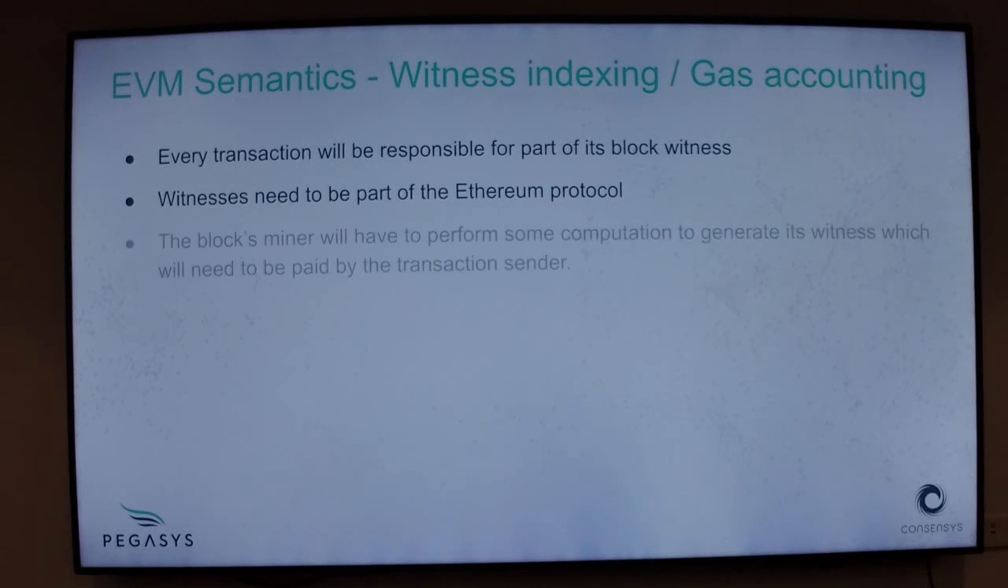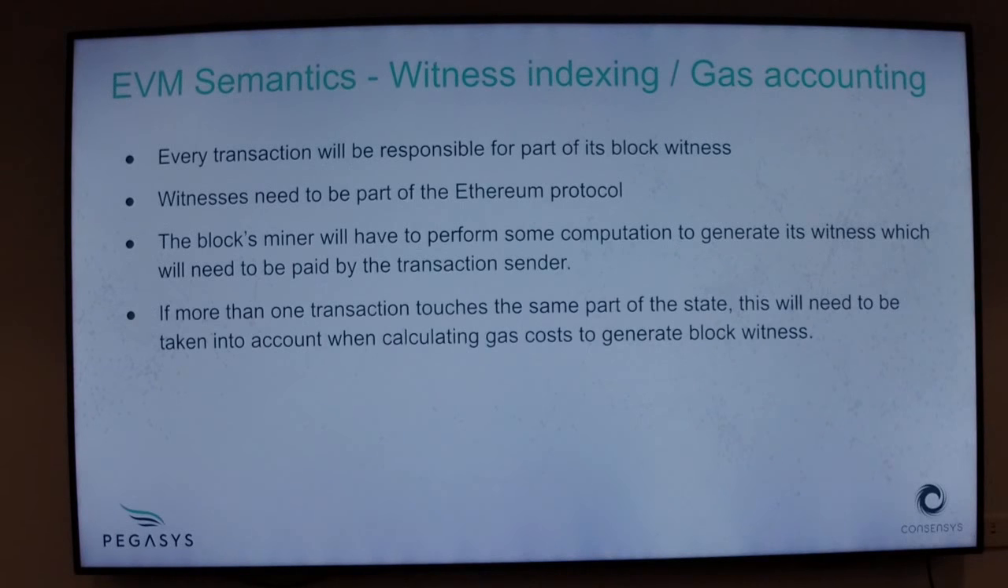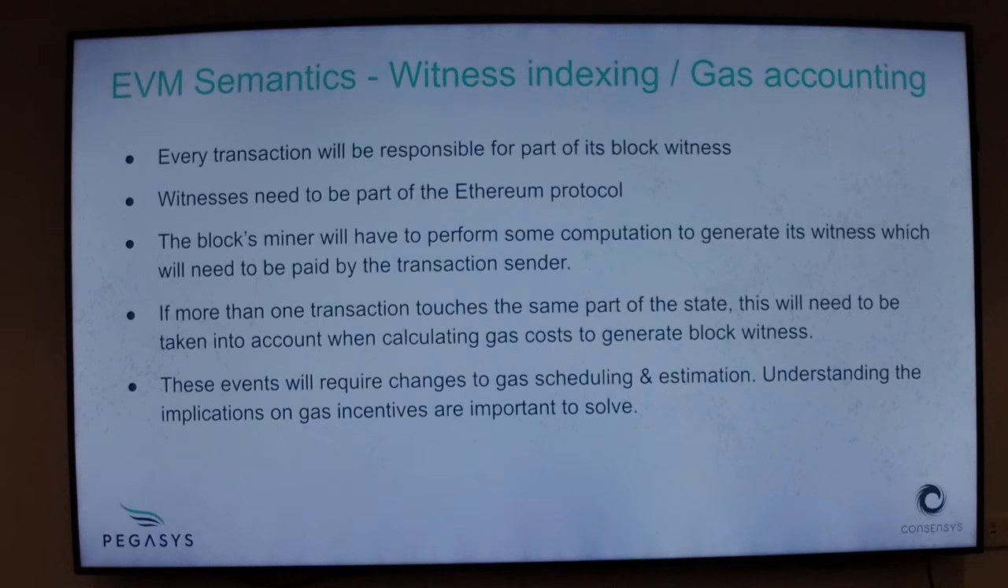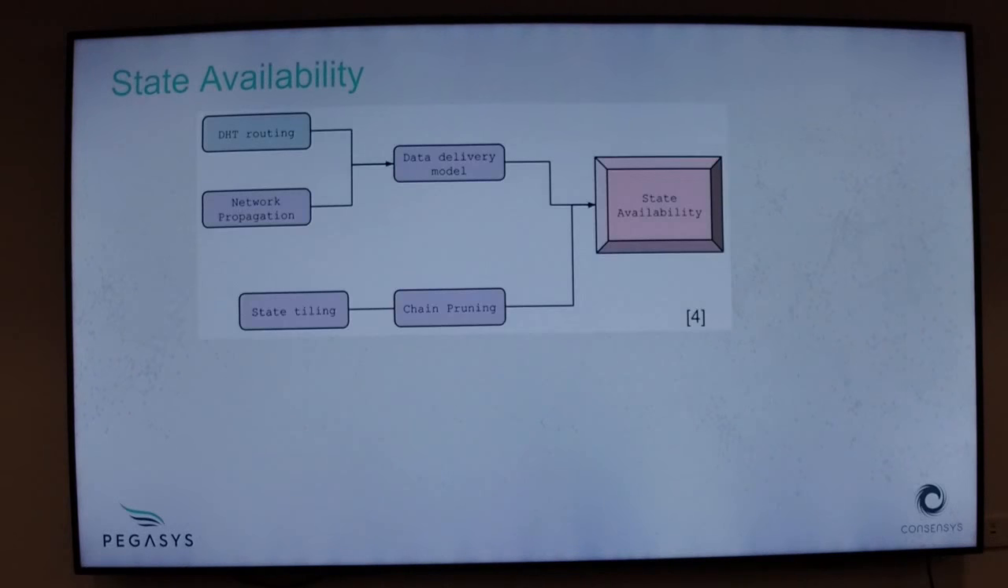Anyway, witnesses need to be part of the Ethereum protocol, and the block miners will have to perform some computation to generate its witness, which will need to be paid by the transaction sender. But as I said, what if two transactions touch the same bit of the state tree and they're included in the same block? So this needs to be taken into account when we calculate gas costs to generate a block witness. So this again will require changes to gas scheduling and estimation, and understanding the implications on gas incentives is pretty important to solve these questions.